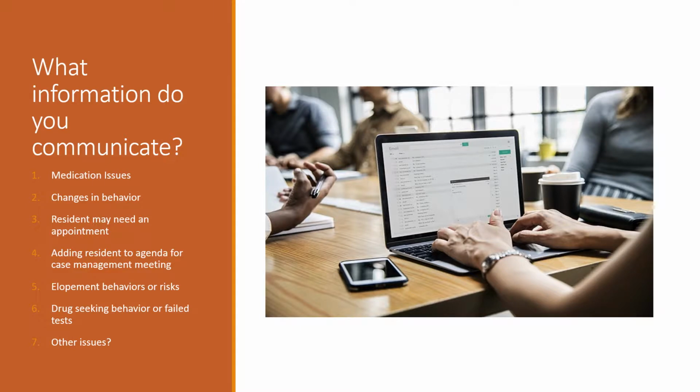So let's look at what information do you communicate. So we have medication issues, there's changes in behavior, residents may need an appointment for something. Adding a resident to the agenda for a case management meeting is always an important task. Elopement behaviors or risks, if there's evidence of elopement in the resident's record, or if we have active incidents or circumstances where somebody has left the facility in a manner that is not consistent with our policy, then that could potentially be an elopement. Drug-seeking behavior or failed drug tests are also issues that need to be communicated.